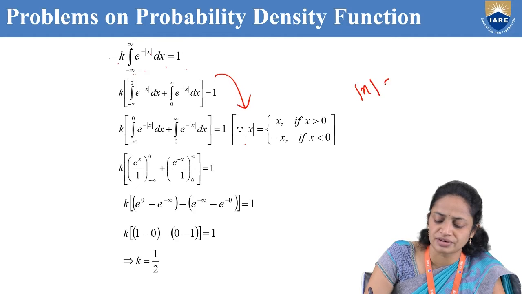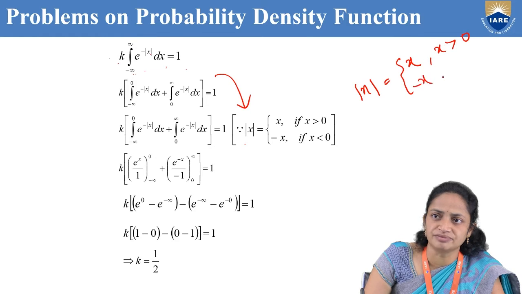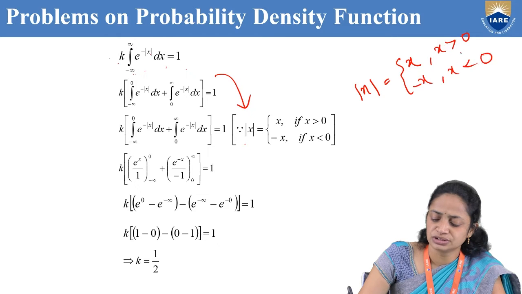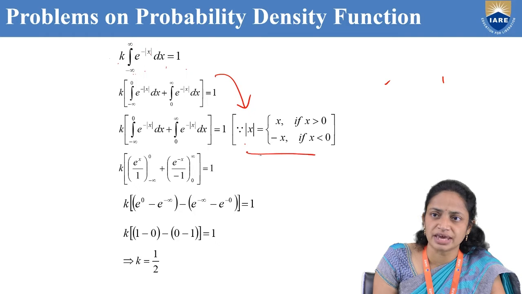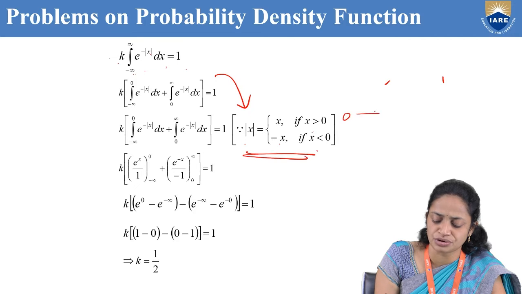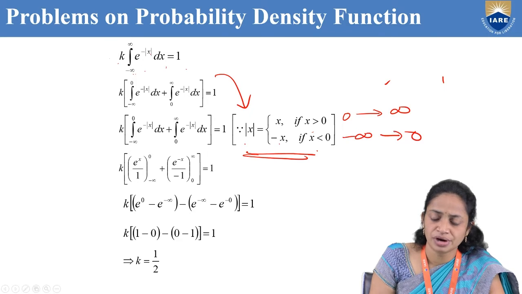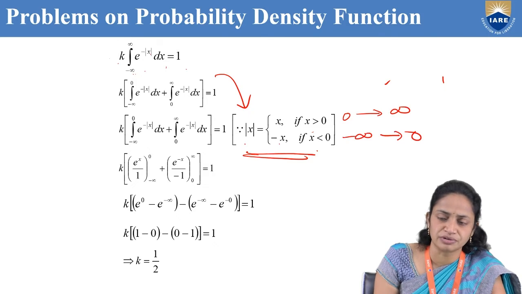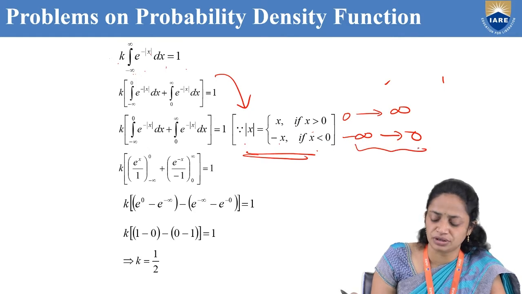We know that modulus of x equal to x where x greater than 0 and minus x where x less than 0. X greater than 0 means 0 to infinity. X less than 0 means minus infinity to 0. Okay, so you have to remember this concept. So modulus of x equal to x where x greater than 0, which means the limits are 0 to infinity, and minus x, that means x less than 0, the limits are minus infinity to 0.